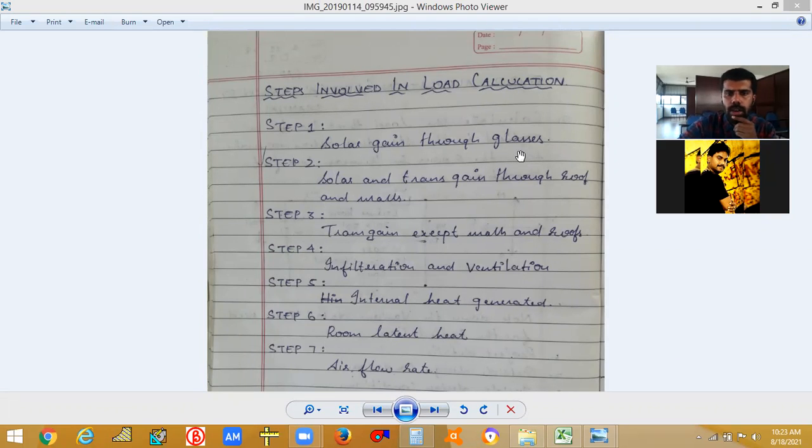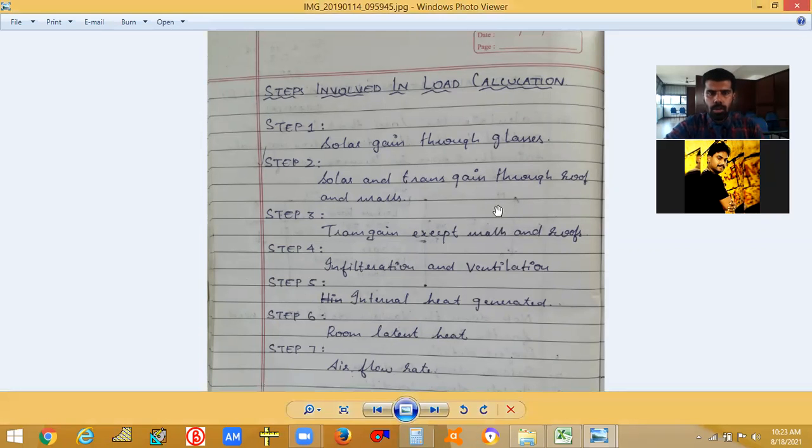The solar gain through glasses, solar and transmission or trans gain through roof and walls, trans gain except walls and roofs, infiltration and ventilation, internal heat generated, room latent heat, airflow rate. These are the 7 steps.